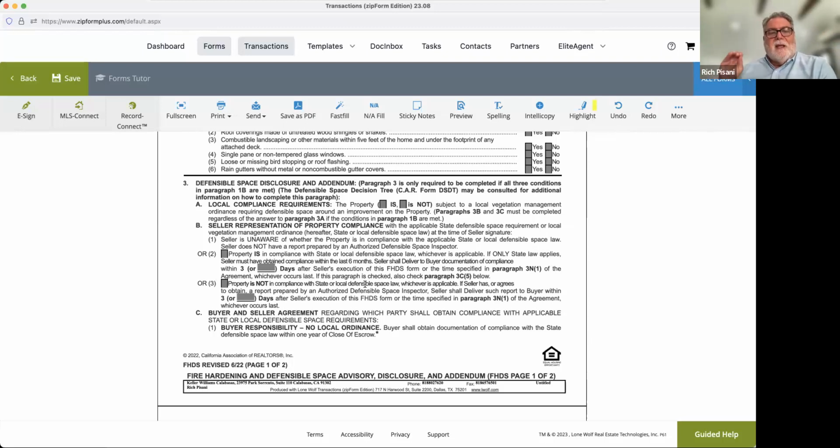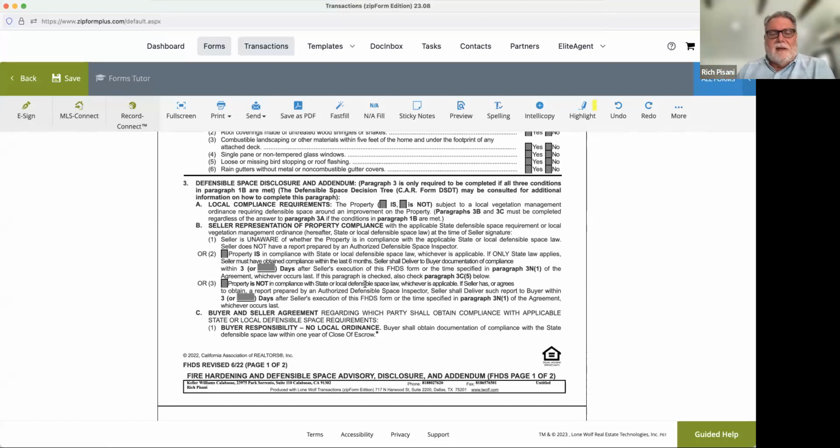So most likely the answer to this question is that the seller leaves it at the default, that the seller is unaware of whether the property is in compliance. That's usually what you're going to say, whether there is or is not a local vegetation management ordinance, and check that appropriately, and then leave the rest alone, because they don't have to get a report. But if they have gotten a report, which some sellers want to do, it's not an issue for the seller to do it. It's just that they don't have to.